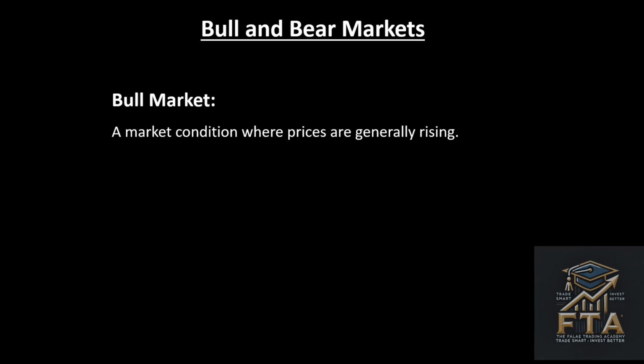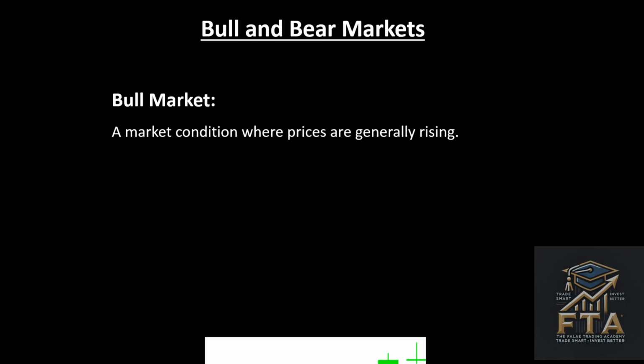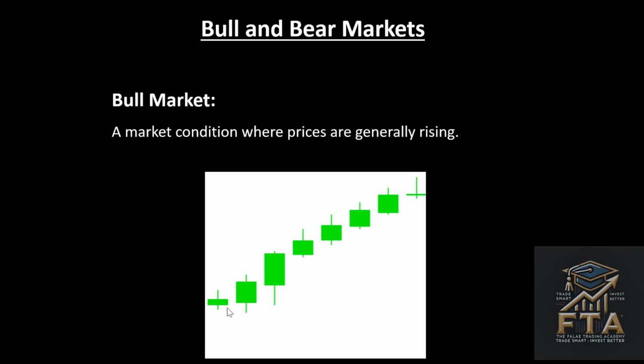We'll start with bull and bear markets. A bull market is a market condition where prices are generally rising. So you see that the close of this candlestick is lower than the close of the next candlestick, and you have consistently higher prices with each close.